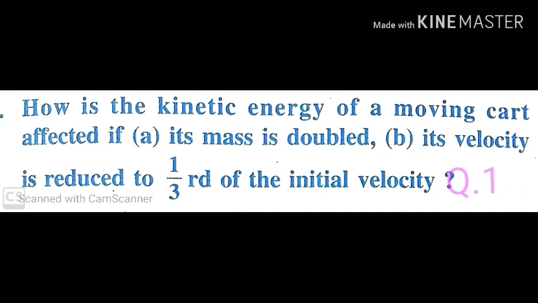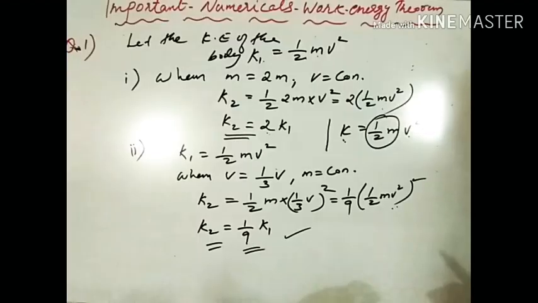Let's go to the first question. How is the kinetic energy of a moving cart affected? First, if its mass is doubled. Second, its velocity is reduced to 1/3 of its initial velocity. It's a basic problem. If you know the formula, you can solve it very easily. Let's solve it. I hope you got the problem.